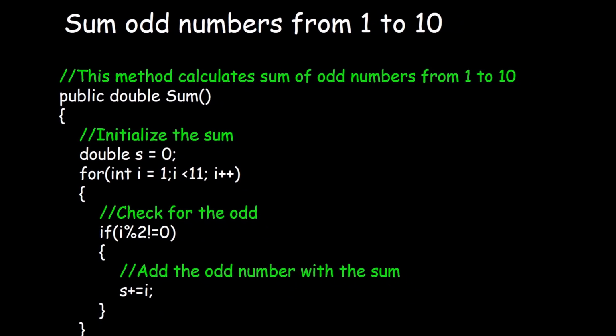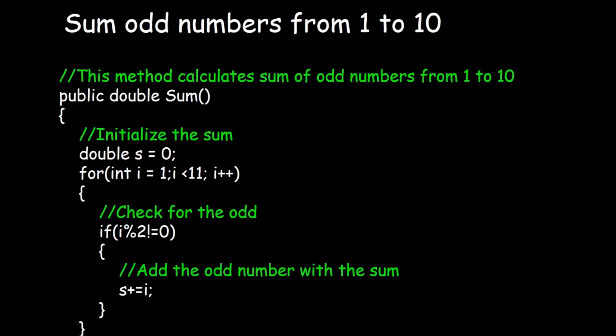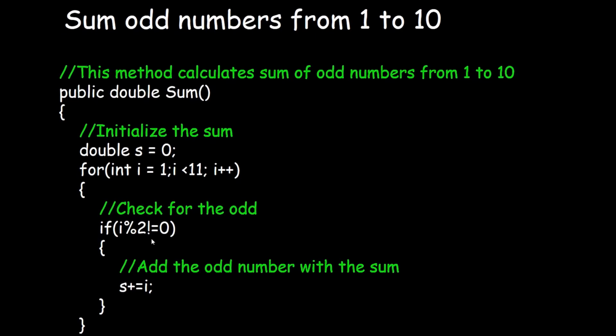So, some odd numbers from 1 to 10. This is an example. Suppose a developer, maybe a coder or programmer, whoever, writes these comments. This method calculates the sum of odd numbers from 1 to 10. Then he says initializing the sum here. Well, we understand that it is doing this. And he writes that it checks for the odd. Well, we easily understand that i remainder 2 is not equal to 0 is certainly odd.